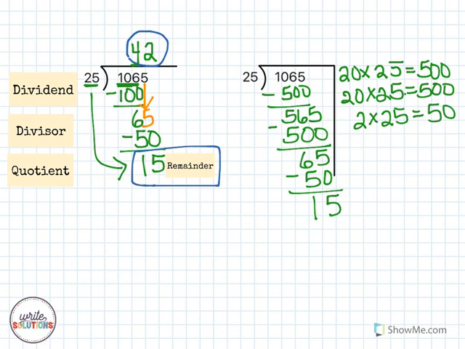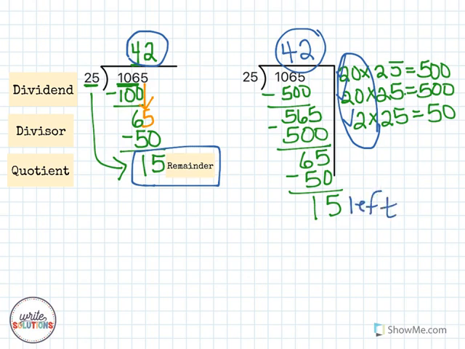So can I pull another group of 25 out of this 15? No, I can't. So how many groups was I able to pull out? Well, that is right here. I pulled out 20 groups, then another 20, so that's 40, then 2 more. So I pulled out 42 groups of 25 apples, and then I still have 15 apples left over. So we got the same answer 2 different ways.